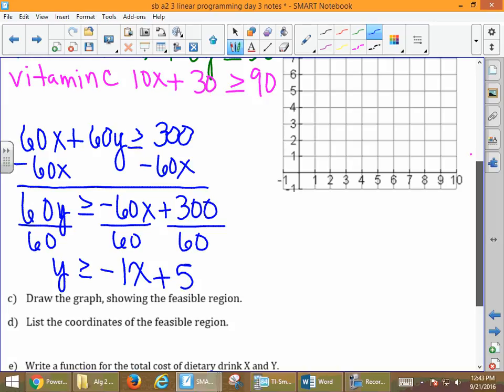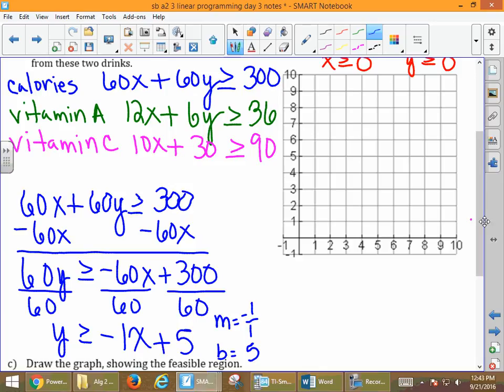And let's graph it. Now that we are working with it, our slope is negative 1 over 1. Our y-intercept is 5. We wanted to start with the 5. So start at 5, then down 1 over 1, down 1 over 1, and so on. There's our first constraint.